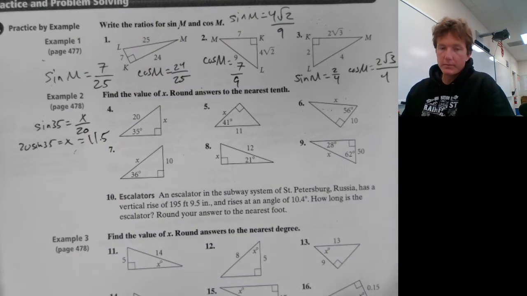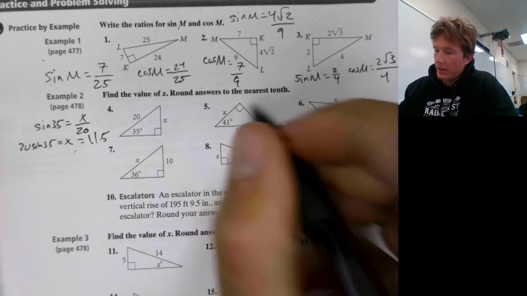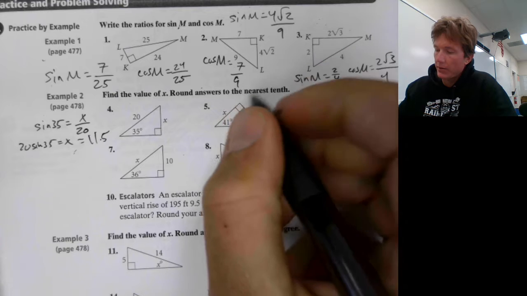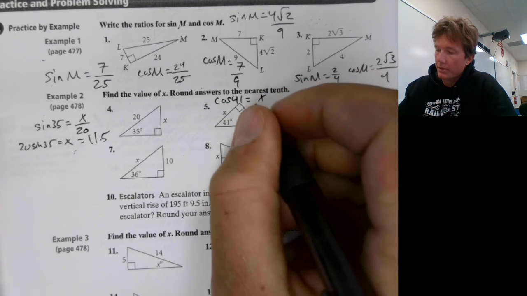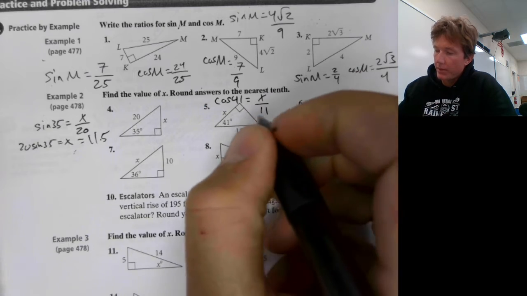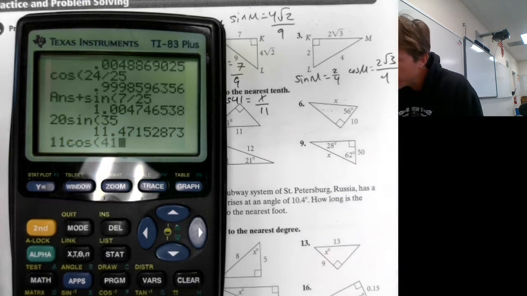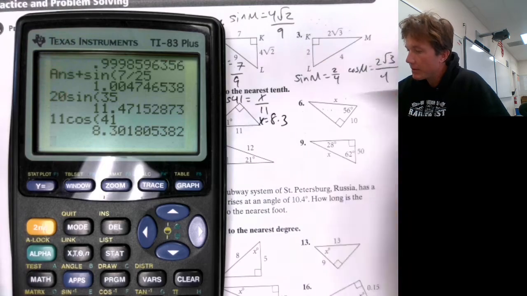Next one. I have my angle, it's 41. I'm looking for the side nearest, and I have the hypotenuse 11. So I'll use cosine. So cosine of 41 equals x over 11. Multiply by 11. So then x will equal 8.3.